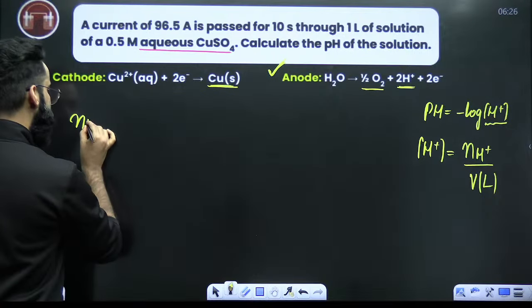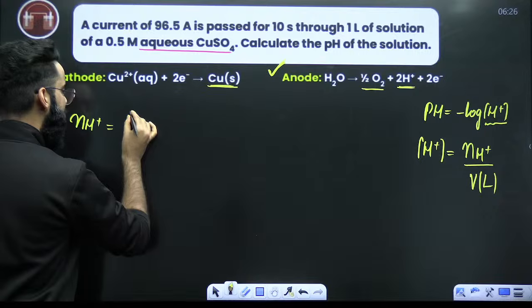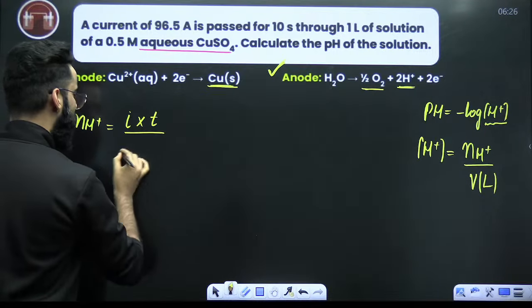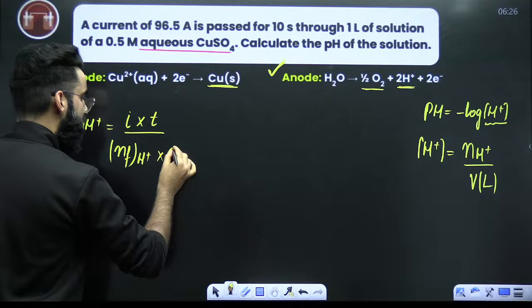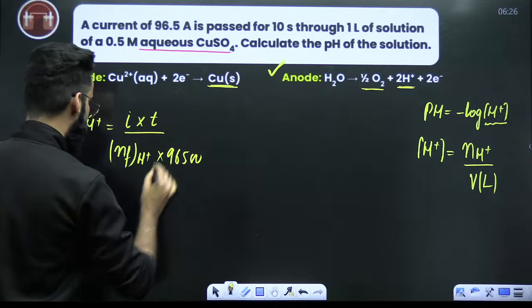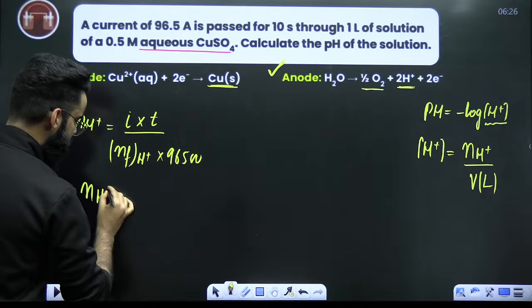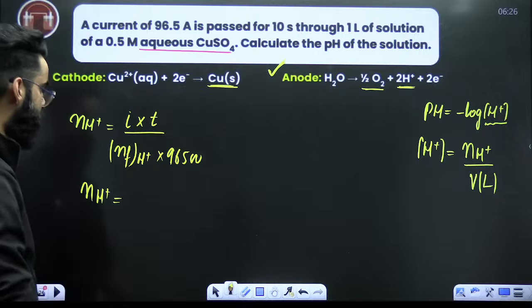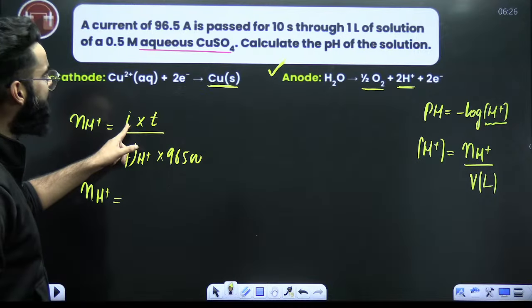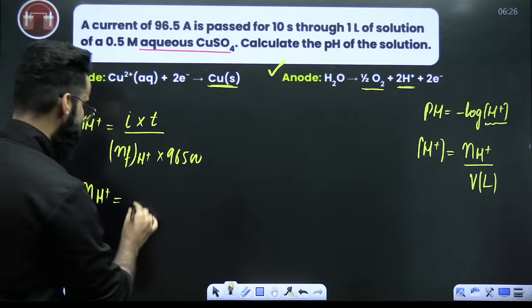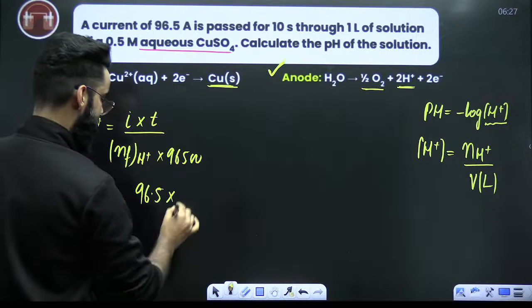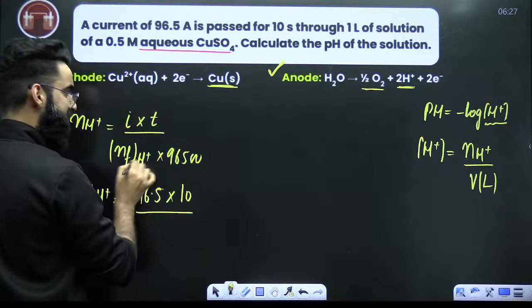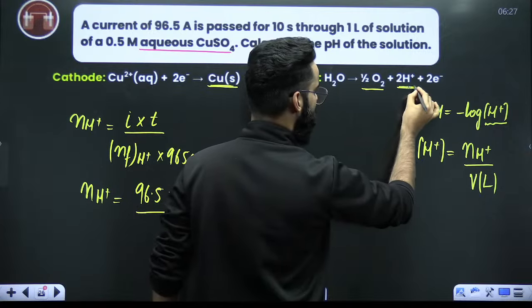I'll say number of moles of H positive liberated is equal to I multiplied by T divided by what? Divided by N factor of H positive multiplied by what? Multiplied by 96500. Correct? So number of moles of H positives which are liberated in the solution is equal to, what is current? Current is 96.5 amperes. For how much time? 10 seconds divided by, what is the N factor of H positive?